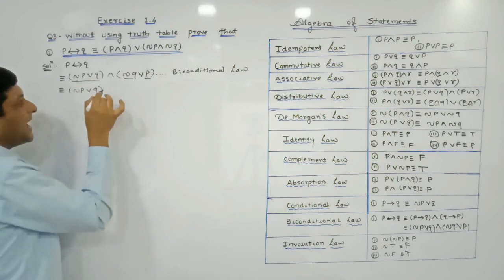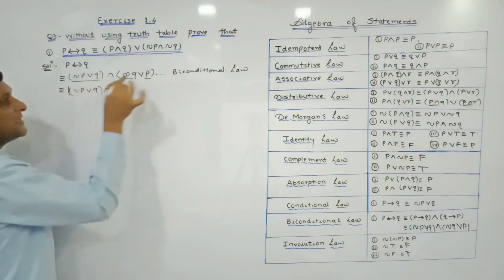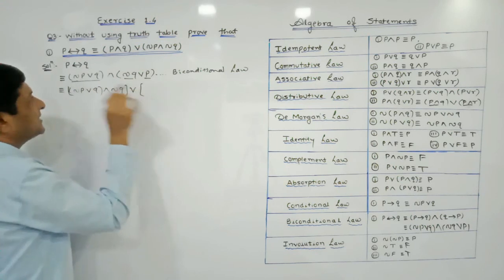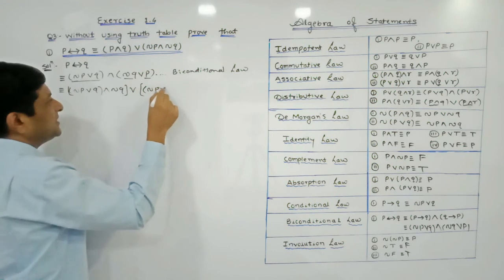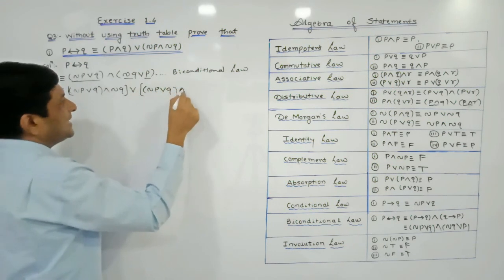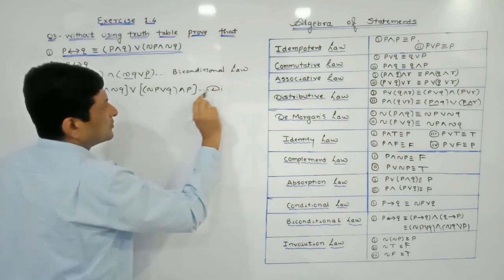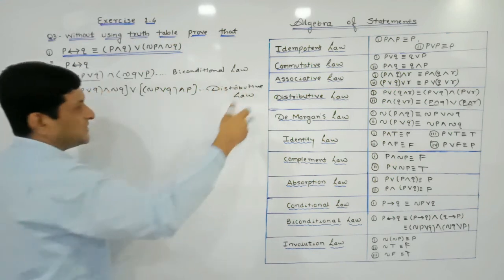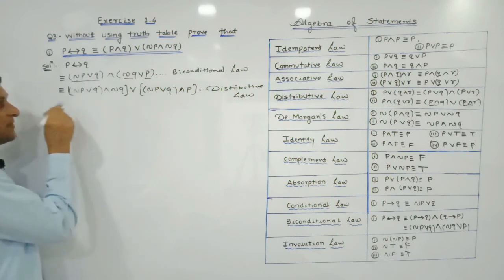The and of Q, first with what will we take? With negation Q. Keep this or as it is, and later take its and with the second letter, that is negation P and Q and P. So this result we have got applying the distributive property. You can say distributive property or distributive law. So which is equivalent to.